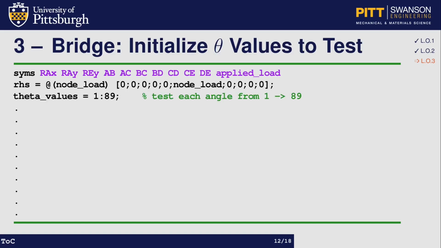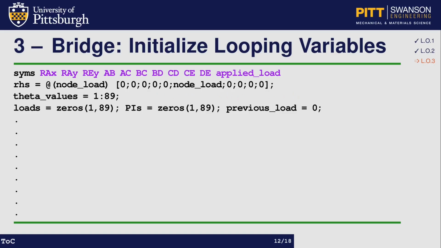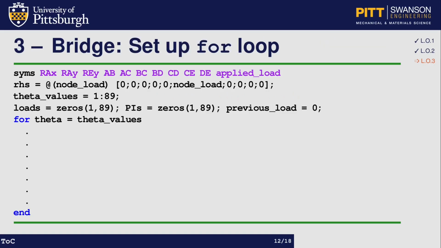Then we can define our array to test different values of theta. We'll call that theta values, and it'll go from 1 to 89 because 0 and 90 are not valid degree values for the bridge's characteristics. Then we can just initialize a couple of arrays and that variable to store our results. Previous load will get updated with each iteration, and then we can define our loop itself.